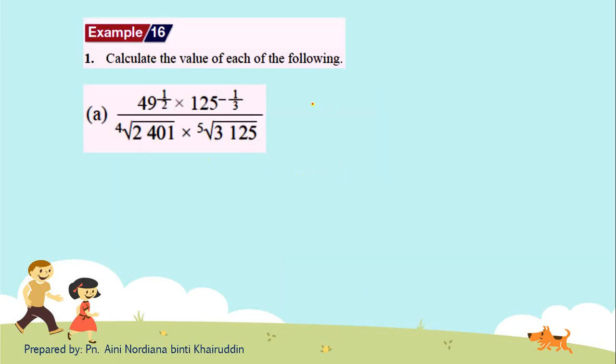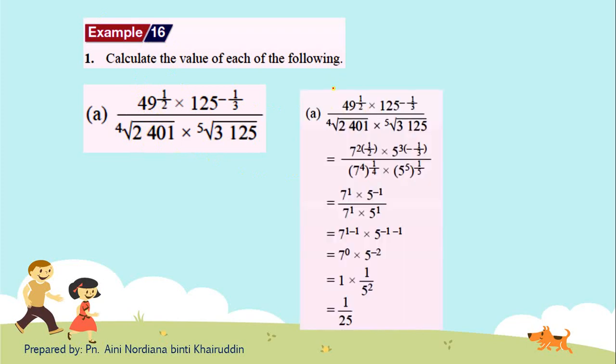So have a look at example 16. So the first step, 49 here changes to 7 square. 7 square to the power of 1 over 2. 125 here changes to 5 cube to the power of negative 1 over 3. Just follow the power here.